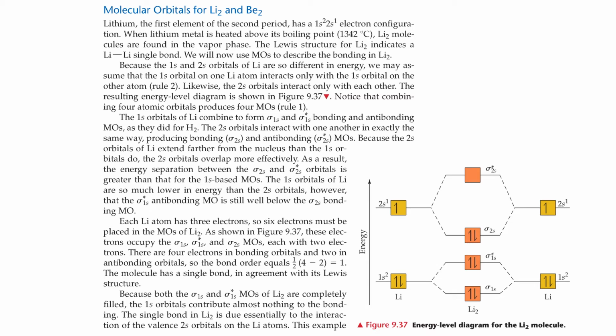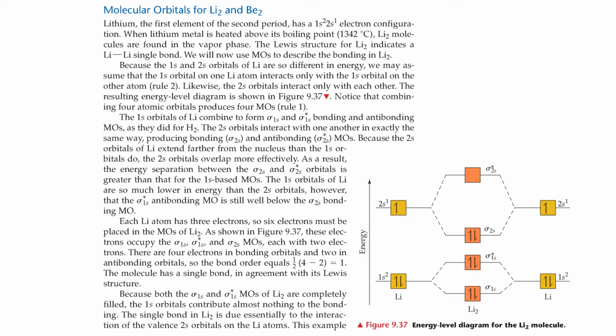The 1s orbitals of lithium are so much lower in energy than the 2s orbitals, however, that the sigma star 1s antibonding orbital is still well below the sigma 2s bonding molecular orbital. Each lithium atom has 3 electrons, so 6 electrons must be placed in the molecular orbitals of Li2. As shown in figure 9.37, these electrons occupy the sigma 1s, the sigma star 1s, and the sigma 2s molecular orbitals, each with 2 electrons.